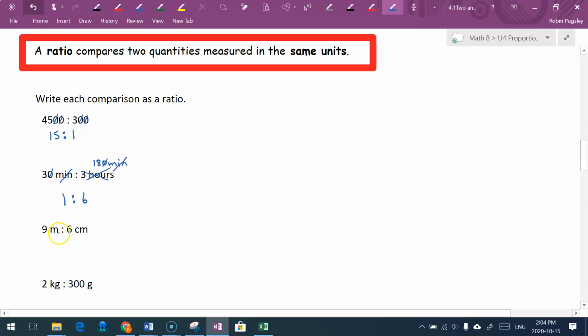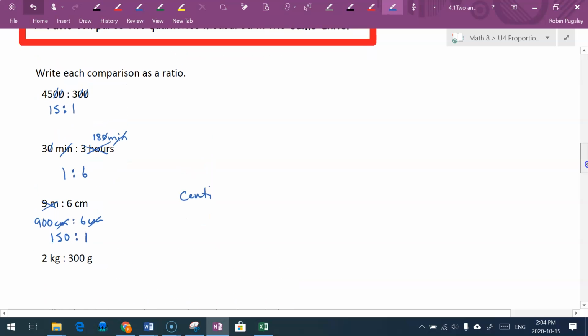Again, here we should know that centimeters, centi meaning 100, there's 100 centimeters in a meter, so we can change our 9 meters into 900 centimeters. And then our centimeters cancel out. Now we can divide both sides by 6, I believe. Let's pull up the trusty calculator, and yes, 150 as compared to 1.